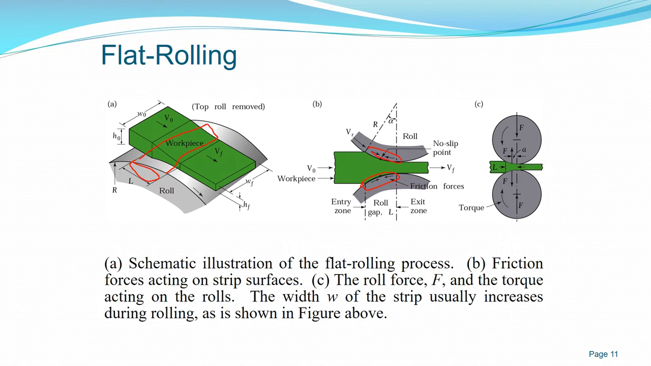This is how the friction force acts on the workpiece, and we call this area the exit zone, where the workpiece is coming out of the roller. And this is finally how the rolling force is acting on the workpiece from the roller to the workpiece. The width of the strip usually increases during rolling, because the volume should stay the same, so the width would be larger when it comes out of the roller.